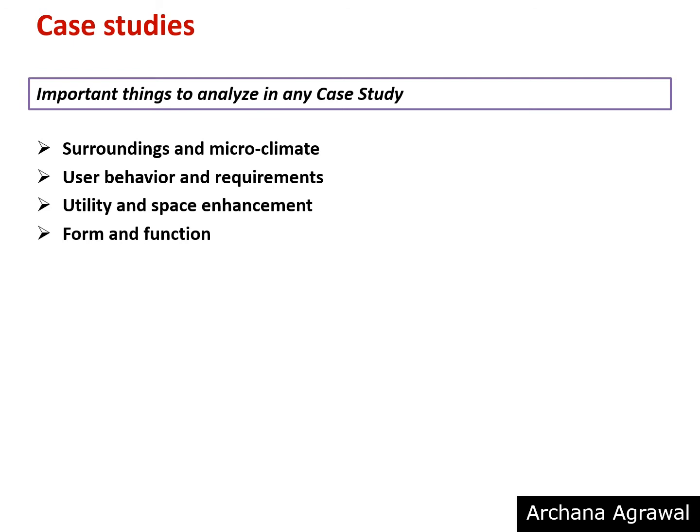Form and function. Analyzing the reason behind the form of that particular building and how it merges with the surrounding environment needs to be studied. Form and function go hand in hand. The form of the building should be able to convey the function of the building. A lot of architects say form follows function. As an example, an institutional building should not end up looking like a museum or a shopping mall.